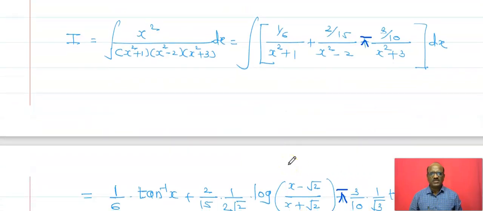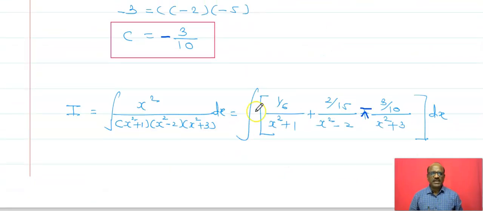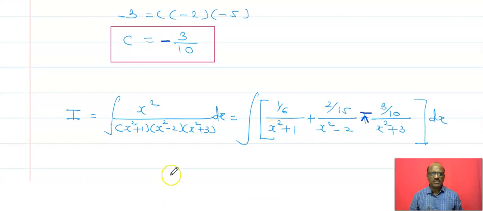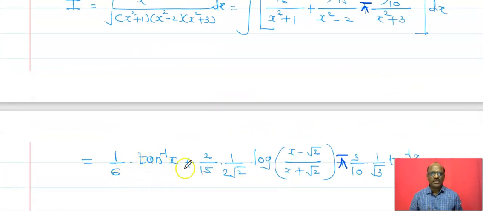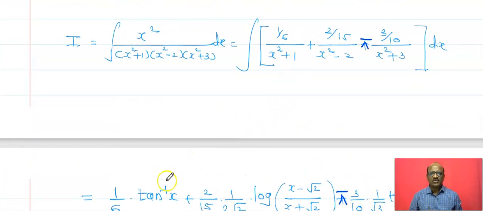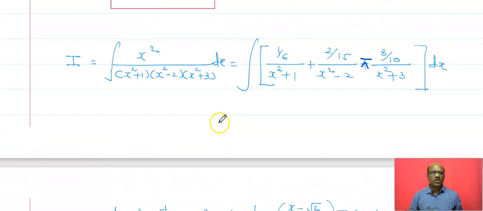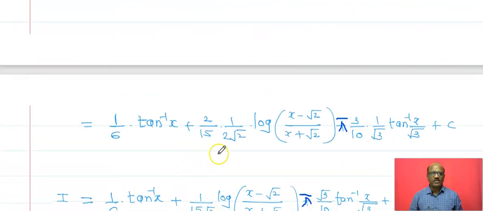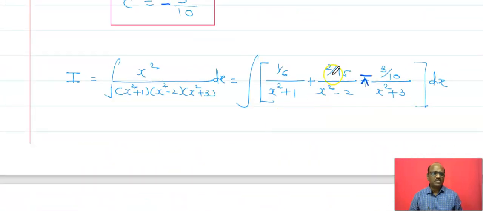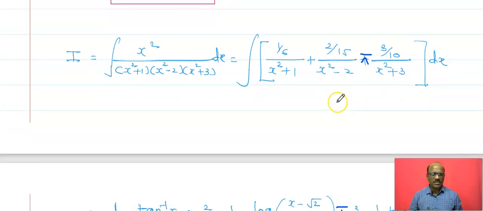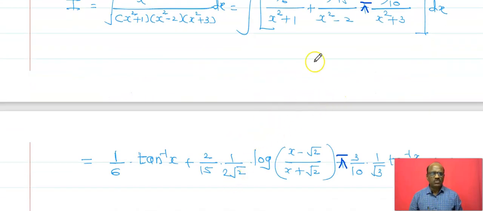Now their integration. The first has the tan inverse form. That is 1 by 6 into tan inverse of x upon a, where a means 1 here. Next is the integral with 2 upon 15. It is of the form integral dx upon x square minus a square. What type of integration is that? That is 1 upon 2a log. What is the value of a here? a is root 2.